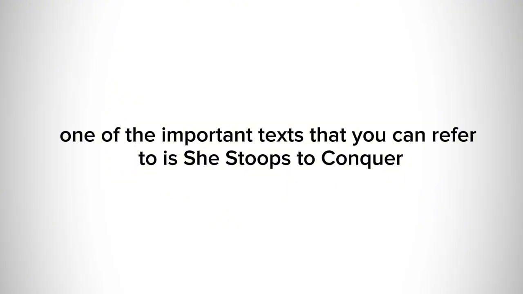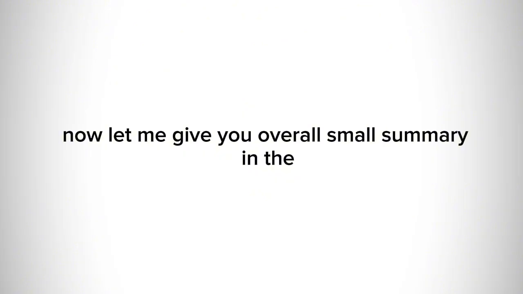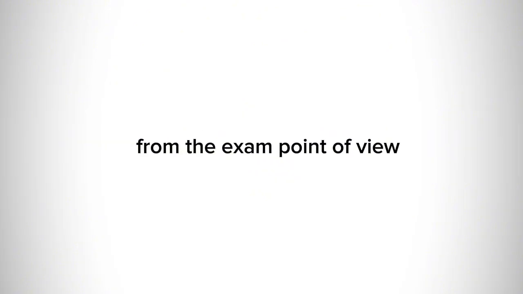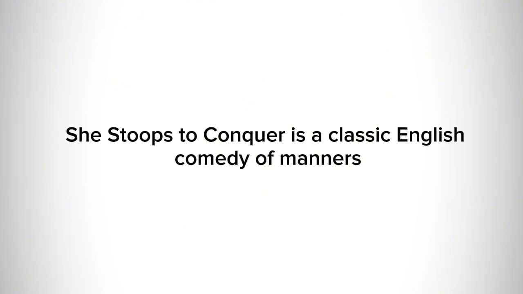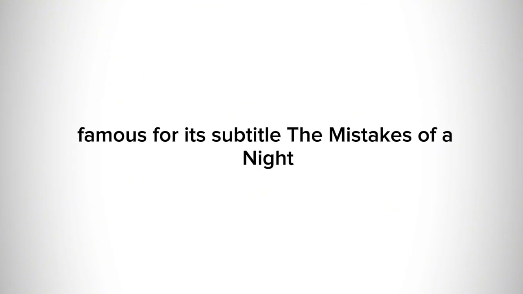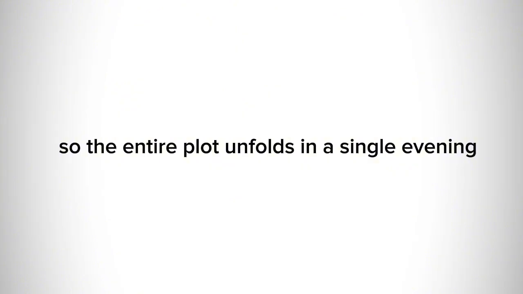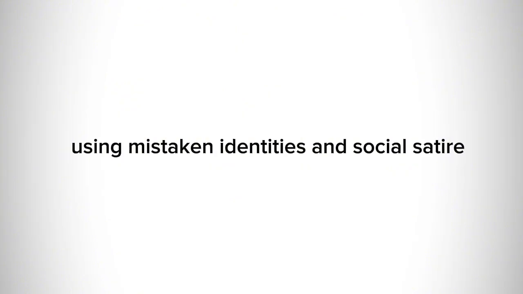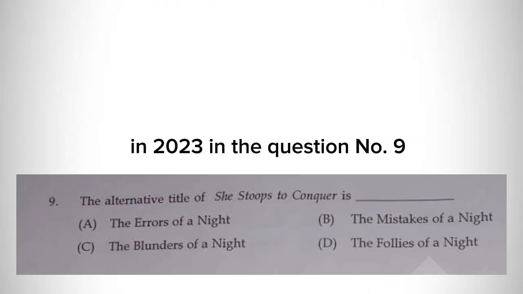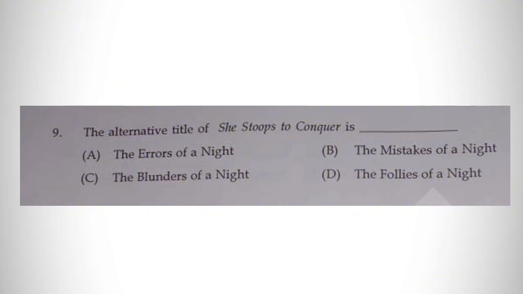One of the important texts that you can refer to is She Stoops to Conquer. Now let me give you an overall small summary from the exam point of view. Oliver Goldsmith's She Stoops to Conquer is a classic English comedy of manners, famous for its subtitle, The Mistakes of a Night. The entire plot unfolds in a single evening, using mistaken identities and social satire. In 2023, in question number 9, they asked, what is the alternative title of She Stoops to Conquer? That is, The Mistakes of a Night.